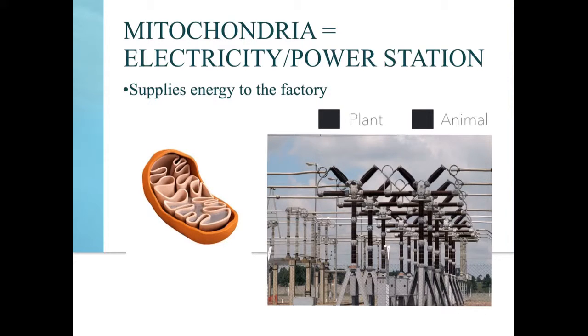The mitochondria, hopefully by now you can identify that because you've seen it several times. It is the power station or electricity that supplies energy to the factory. Mitochondria are extremely important because without these, the cells or factories wouldn't have energy to be able to do all the production and work that they do on a daily basis. Mitochondria are definitely found in plant and animal cells.